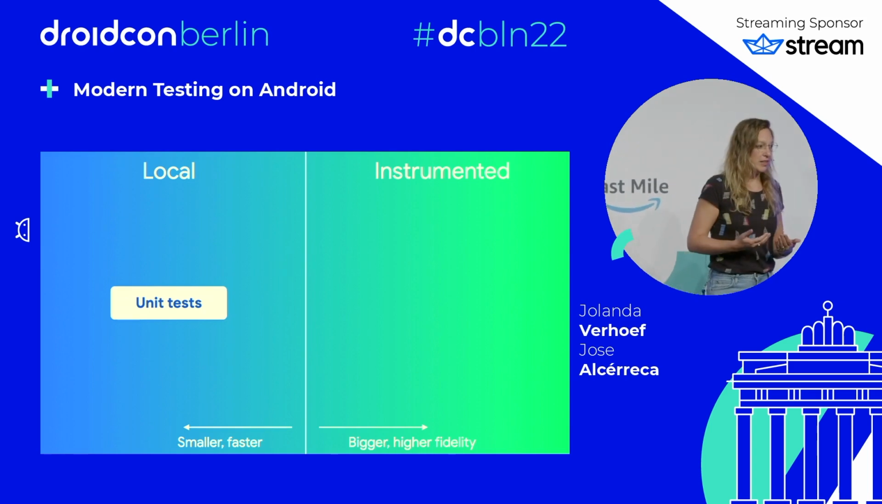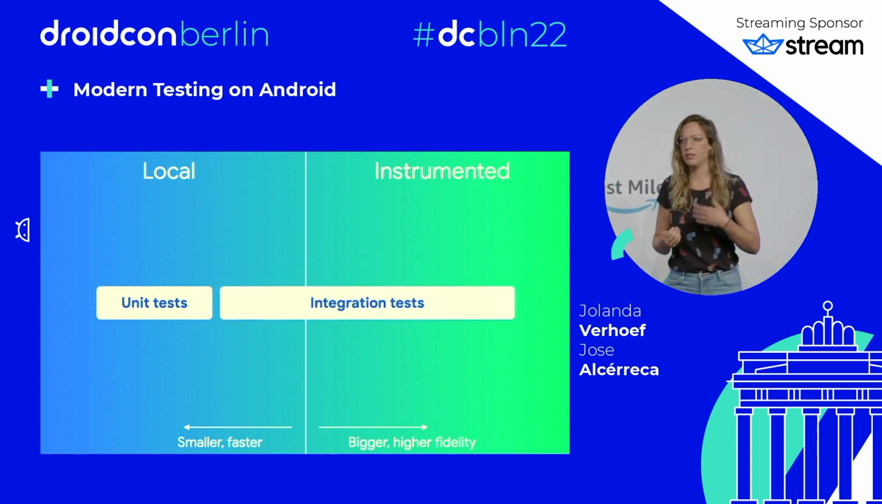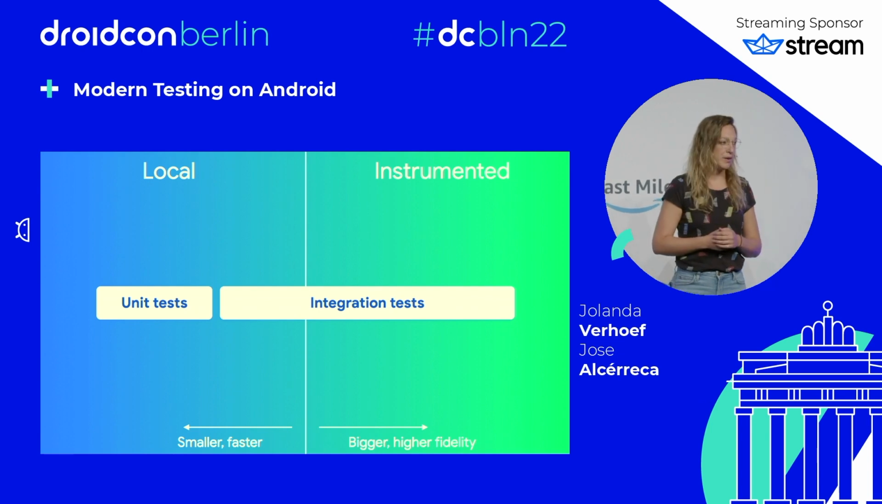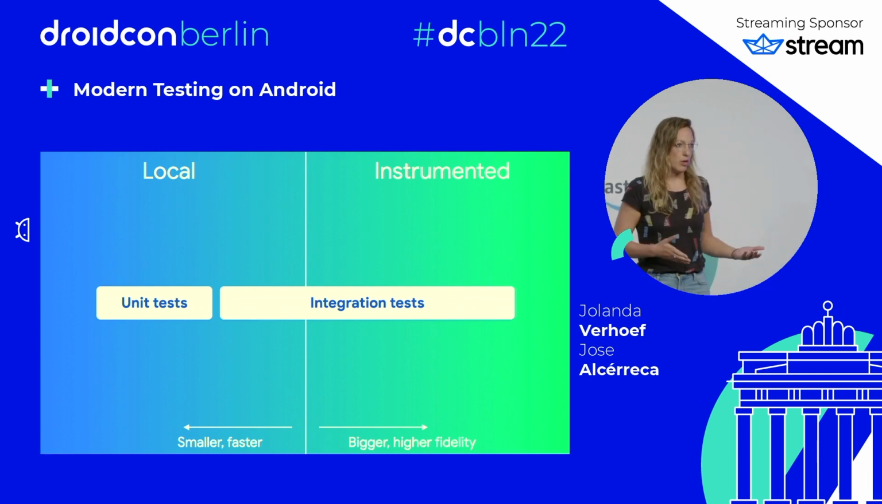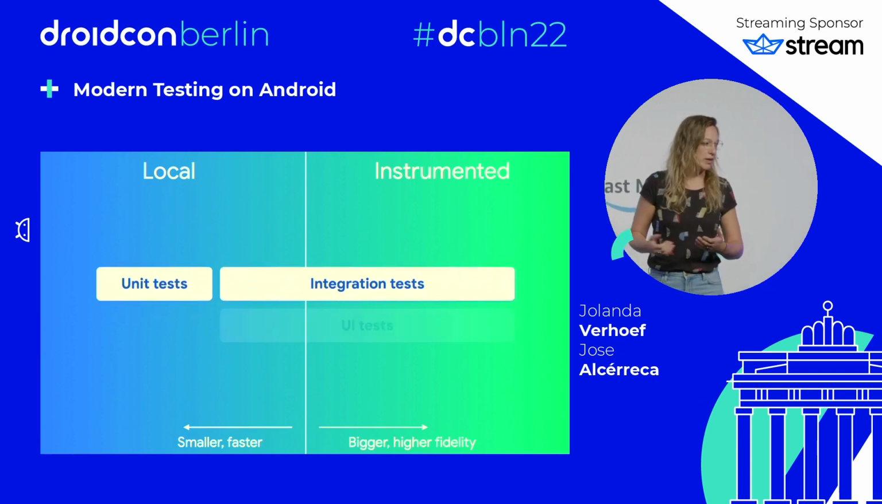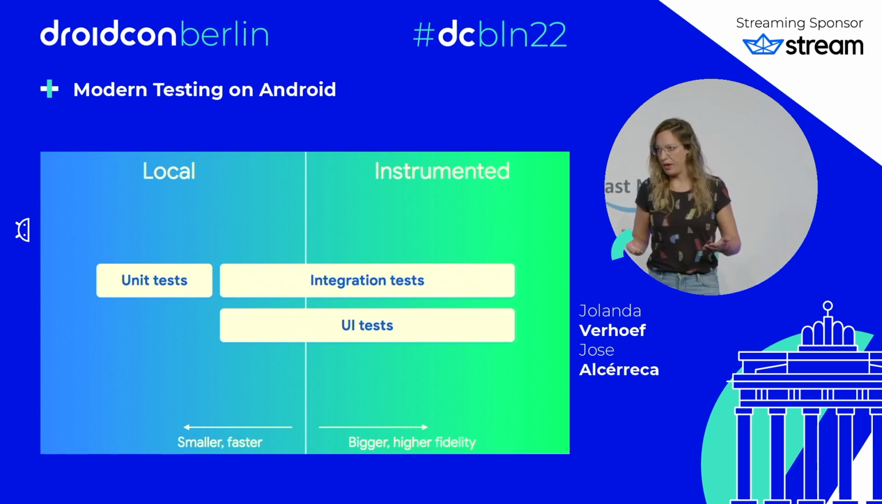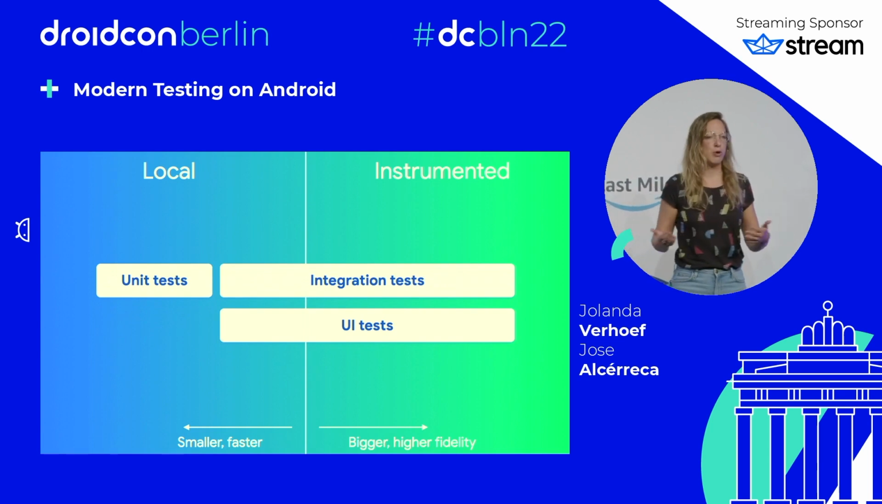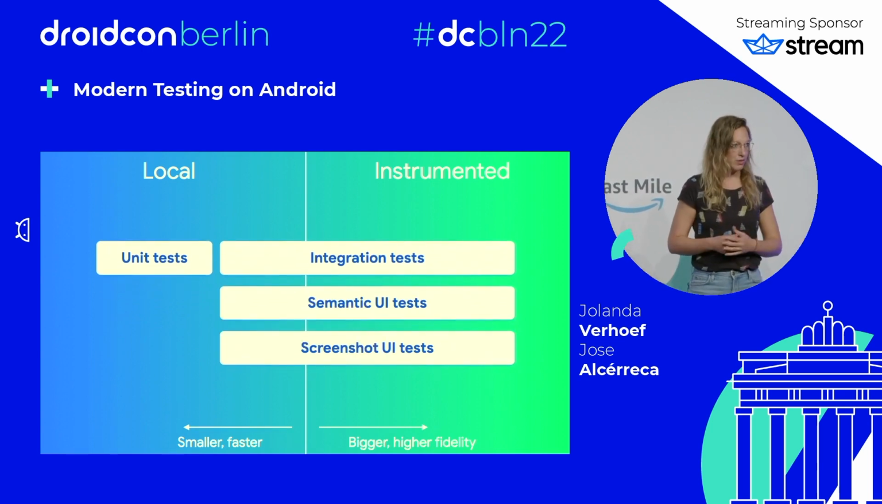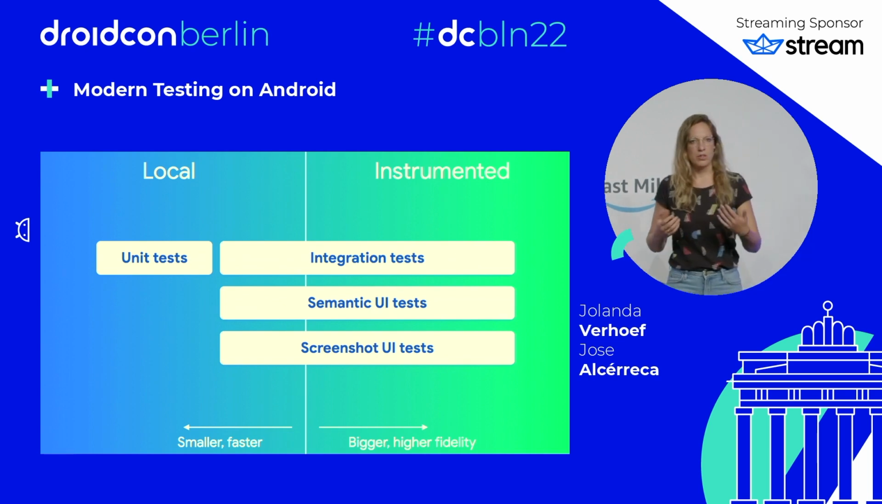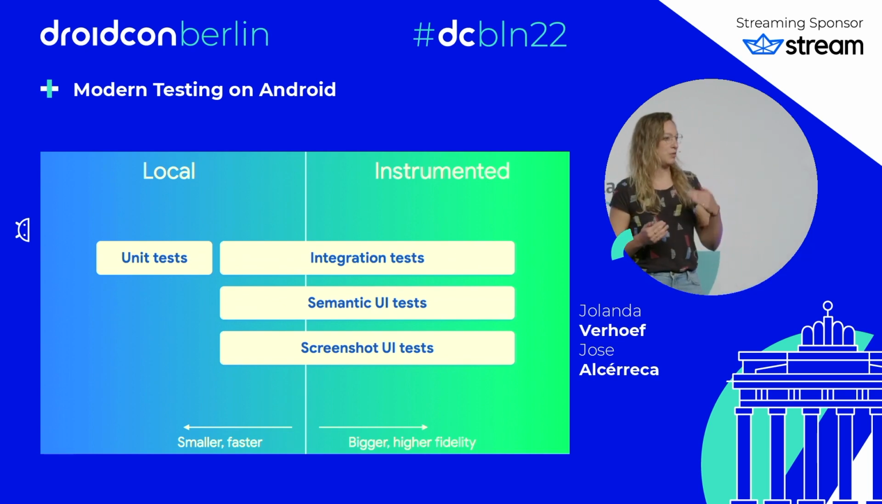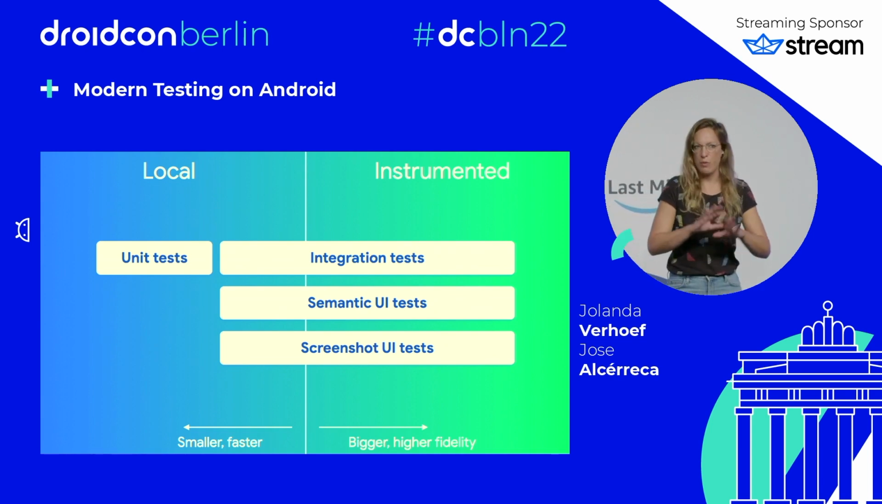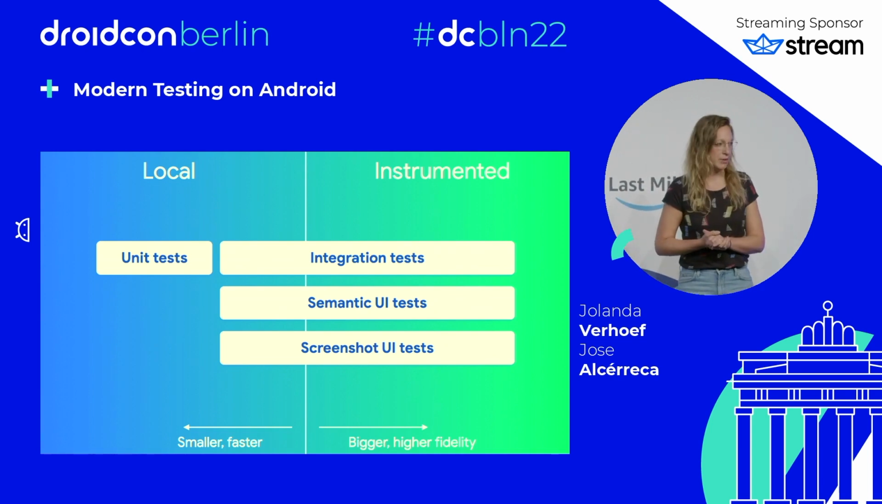An integration test is a little bit larger. It verifies that multiple components work nicely together. They can sometimes be run locally, but they can also be run on a device. UI tests verify your app's user interface, and they can be broken up into semantic UI tests and screenshot UI tests. Semantic UI tests validate the properties of your UI, while screenshot UI tests verify that everything is pixel perfect. And we'll go into much more detail of those later.